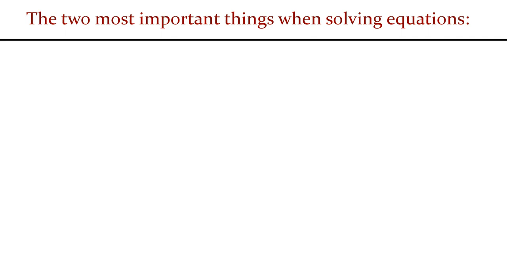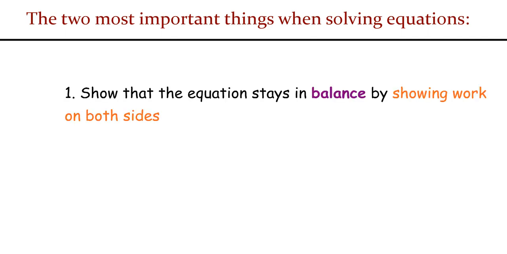The first, which we've been working on consistently, is the idea that the equation needs to stay in balance. And we do that by showing the work on both sides of the equation. Those go back to the properties of equality. We can add the same thing to both sides as long as we show that we're adding the same thing to both sides. We can subtract the same thing from both sides as long as we show that we're going to subtract the same things from both sides. Same thing with multiplication and division. That part is incredibly useful and is going to be incredibly important for solving equations with variables on both sides.